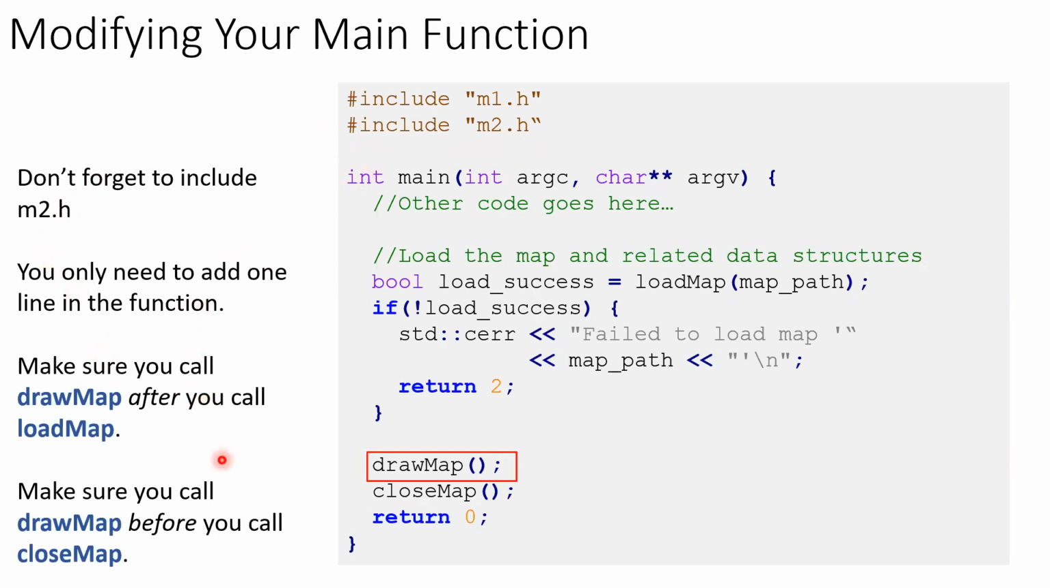And in the main function, you only need to add one line, which is the call to draw map. Make sure you call draw map in between your load map and your close map. So this is making sure that you have loaded the map before drawing and you are not erasing your map before drawing. You're closing the map after drawing, after draw map returns.